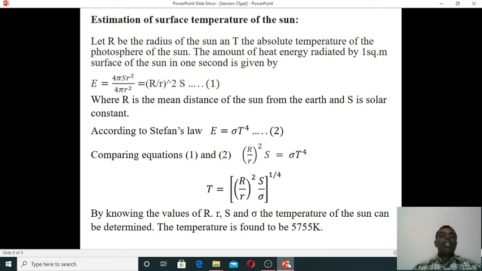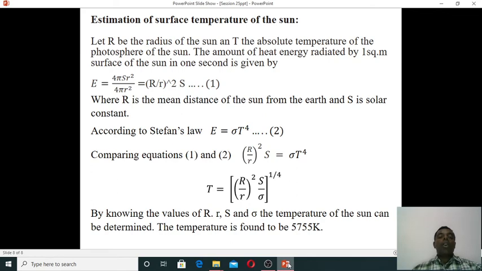Next is the estimation of surface temperature of the sun. Let R be the radius of the sun and T the absolute temperature of the photosphere of the sun. The amount of energy radiated by 1 square meter surface of the sun in 1 second is given by E is equal to 4 pi S r square divided by 4 pi R square, that is equal to (r by R) whole square into S, where r is the mean distance of the sun from the earth and S is the solar constant.